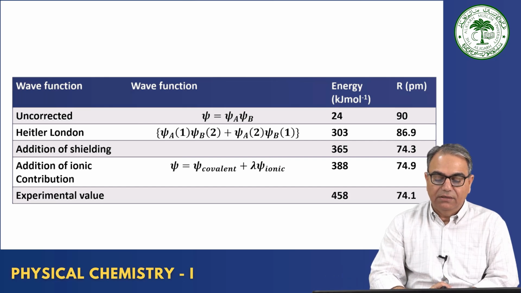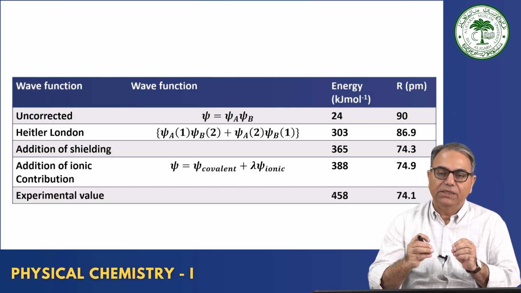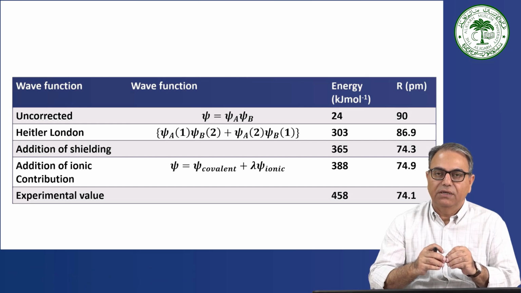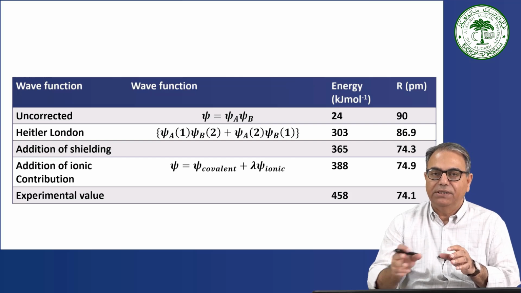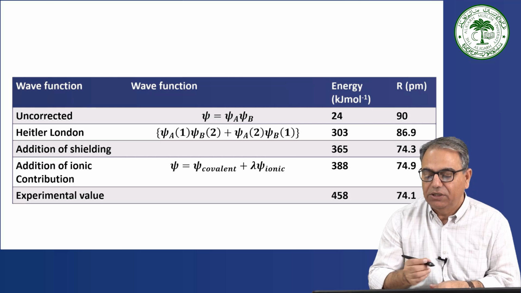If you look at the contribution from different sources, then if you just combine the two hydrogen atom wave functions without doing anything, psi A and psi B, you can write the total wave function without making any correction. Then also, just simply combining gives you a dip in the energy curve, and that's a very small dip, that's 24 kilojoules.